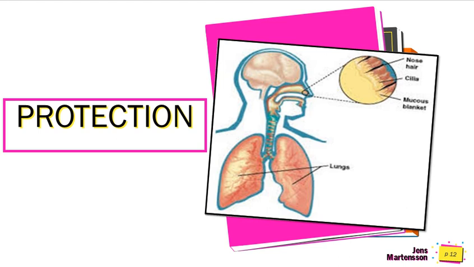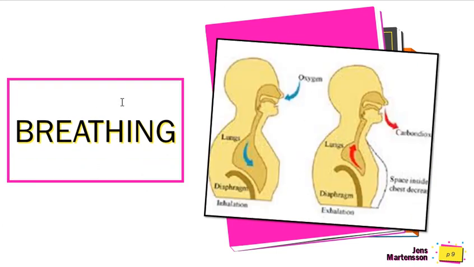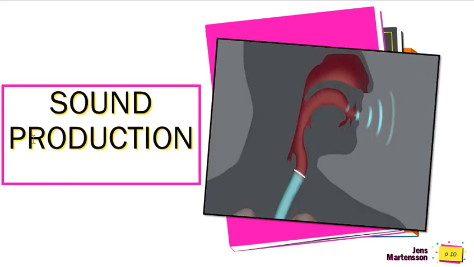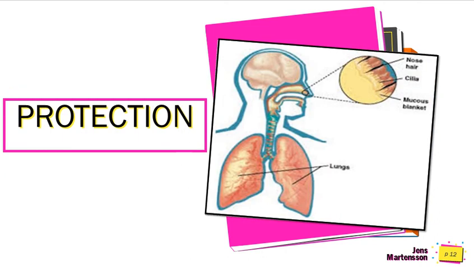So again, the respiratory system is where gas exchange happens, oxygen in, carbon dioxide out, and it enables us to breathe and to survive because of taking in oxygen and expelling carbon dioxide. It also enables us to produce sound as the air passes through the larynx, and gives us the sense of smell, and then we have protection.